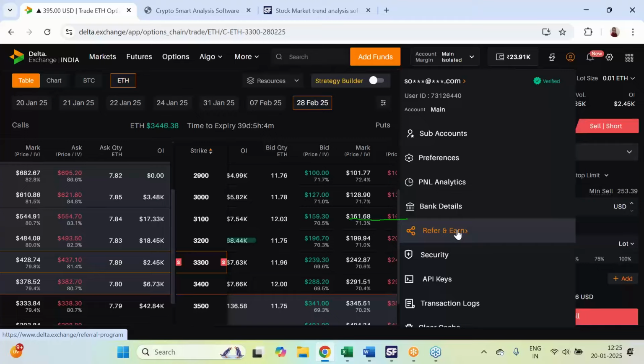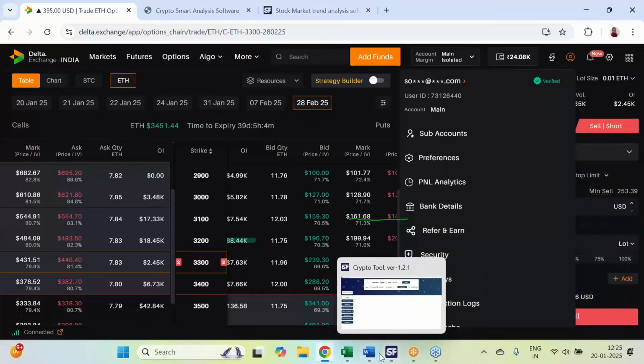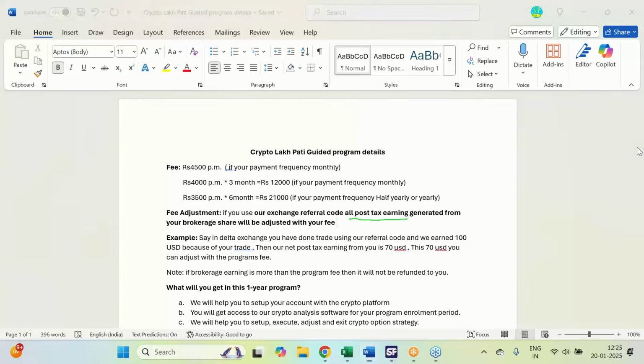At that time we get some earning from them. So one part of the earning from your brokerage comes to our pocket. If you use our referral link, which I have given in the description box, you can download the statement of how much brokerage you have paid. Out of that, some 10% they are sharing with us. So that 10% you can offset.